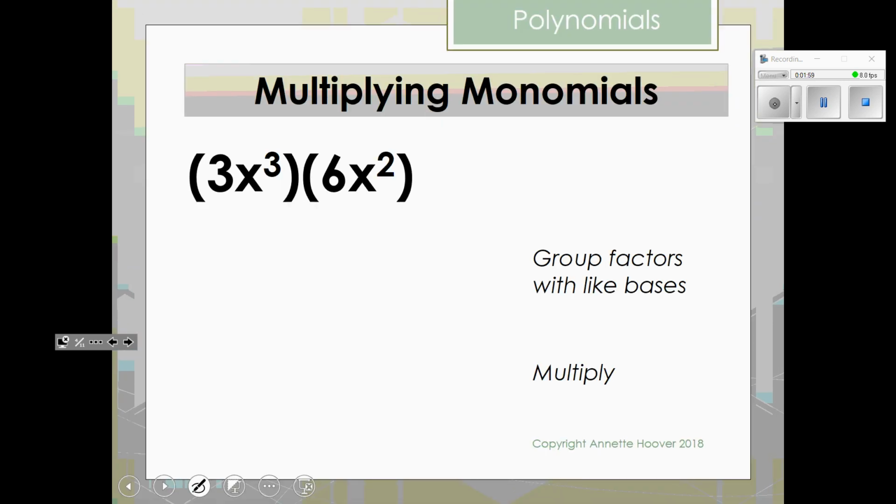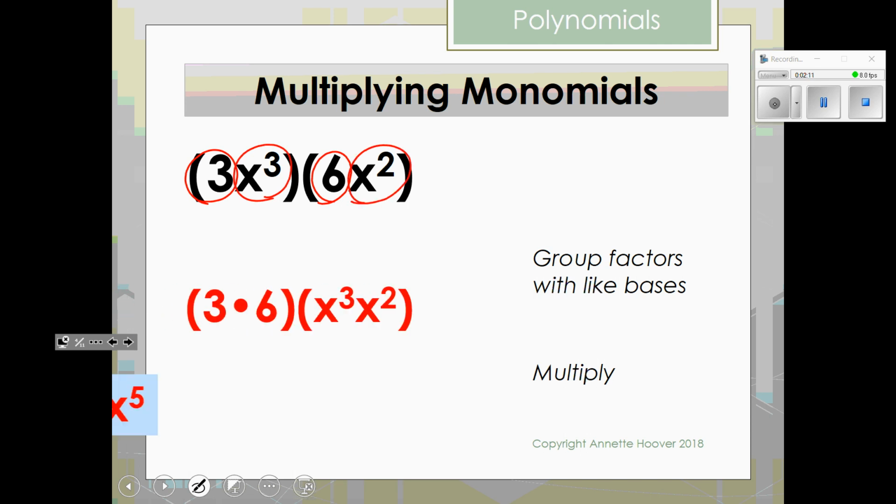Again, we can do the same thing. We can group together the things that we can multiply together. So we can group together the 3 times 6, and we can group together the x to the 3rd times x squared, and you're going to get 18x to the 5th.